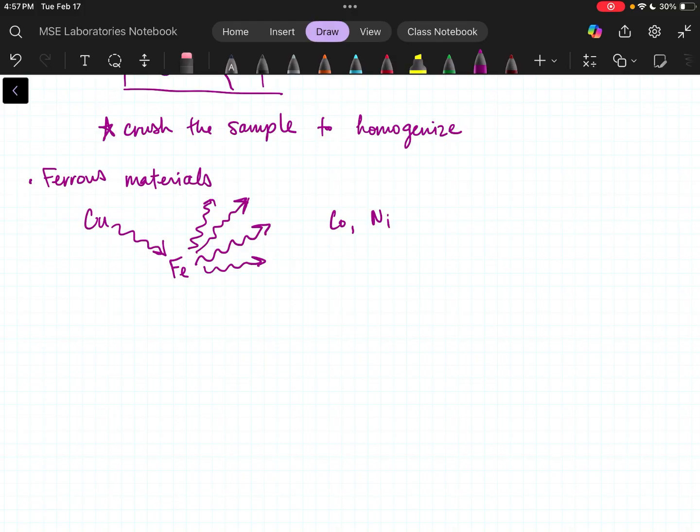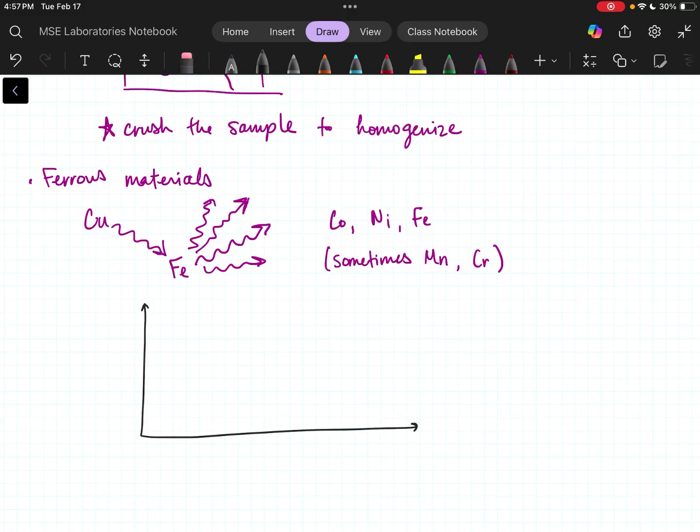This is also true of cobalt, nickel, and to some degree you'll see it in manganese as well. Manganese and chromium, we'll see it as well. Iron, cobalt, and nickel being the main culprits, and iron being everywhere.